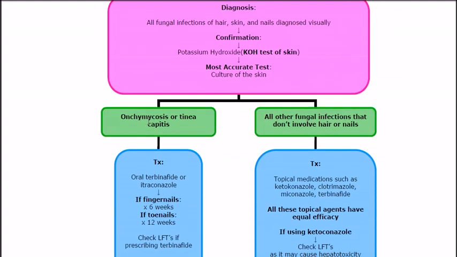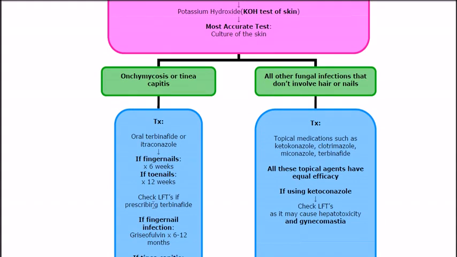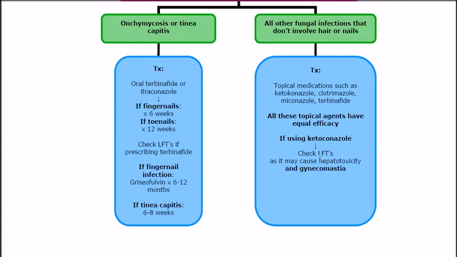If it's one of these two, onychomycosis or tinea capitis, we're using terbinafine. If it's in the fingernails, 6 weeks; toenails, 12 weeks. We have to check our LFTs, and if the LFTs are elevated, we can't use terbinafine. We can use griseofulvin for fingernail infection, but not a toenail infection, and we give these patients 6 to 12 months if it's fingernails. If it's tinea capitis, 6 to 8 weeks.